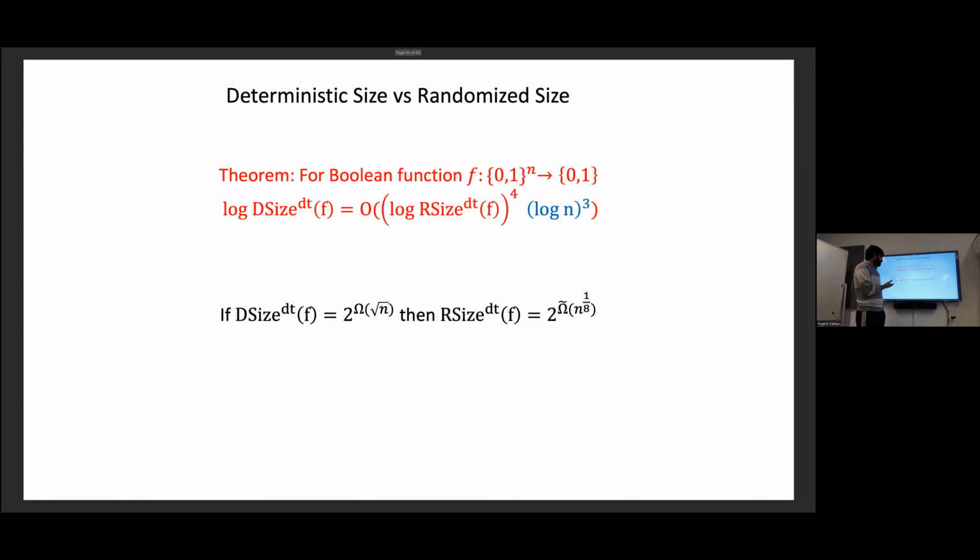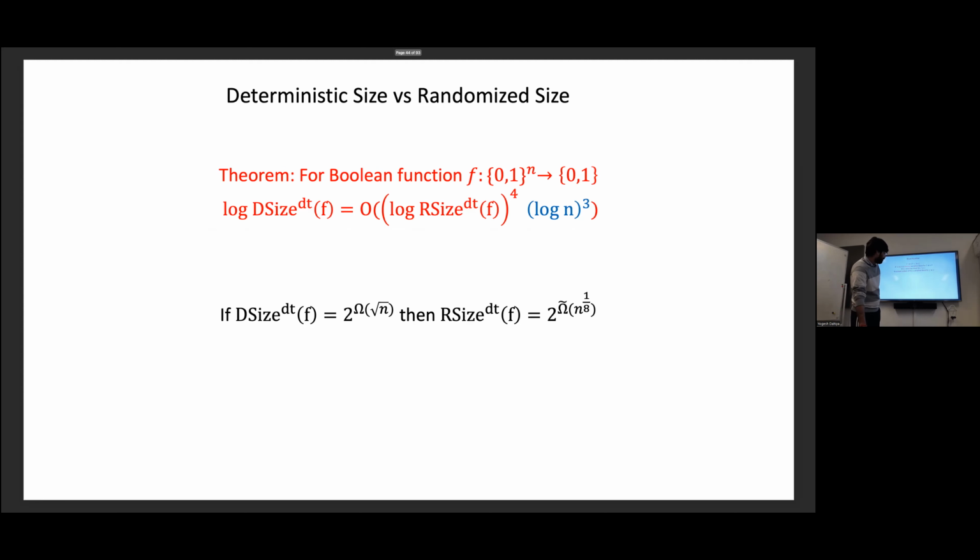So what this tells us is that if your deterministic size is, let's say, 2 to the omega root n, then your randomized size has to be like 2 to the omega n to the 1/8, for example. So it cannot be too small. It cannot suddenly be polynomial or something like that.